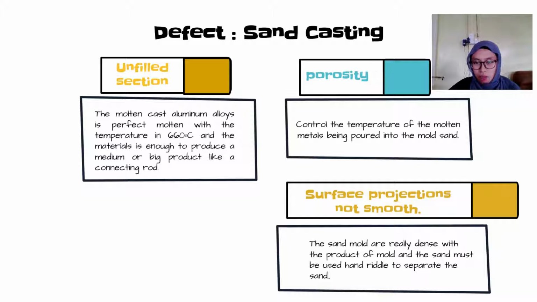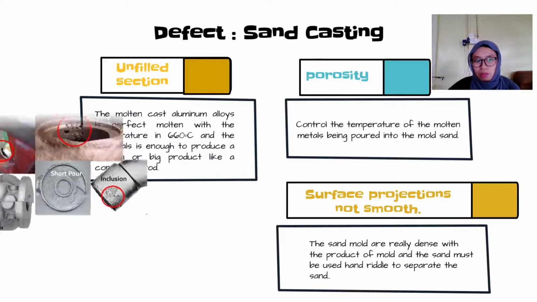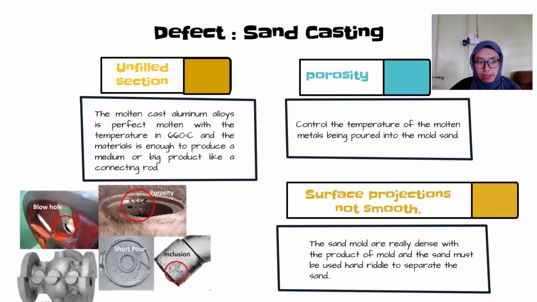Then, non-smooth surface projections are another defect in sand casting. This is caused by erosion of the interior of the sand mold, because the sand mold is not dense and may have something inside it. We can reduce this defect by making the sand mold really dense with the product mold, and the sand must be sieved by hand to separate the sand from other things such as small stones. This is an example of a defect in sand casting.